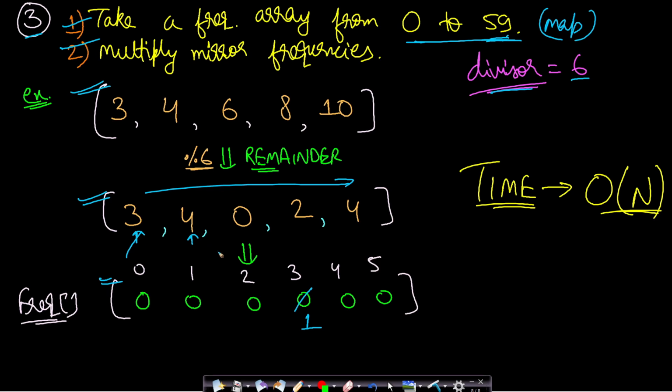We go to 4. 4 mod 6 will be 4. Increment the count. Go to 0. Increment the count here. Go to 2. Increment the count here. Go to 4. Increment the count here. It will be 2, right? So all the frequencies have now been counted.